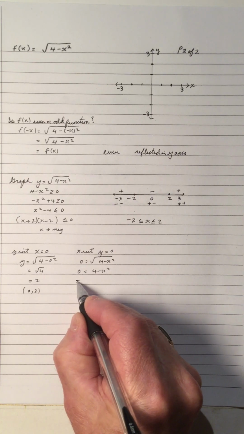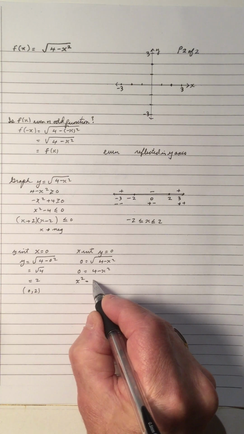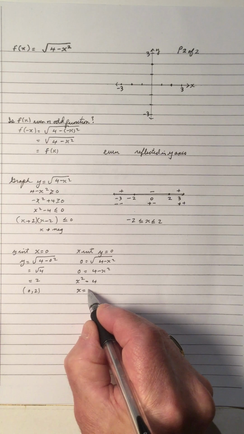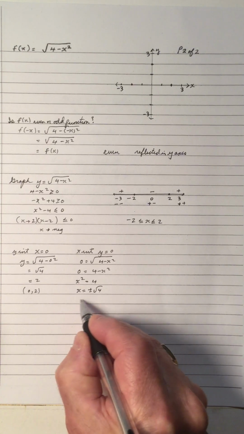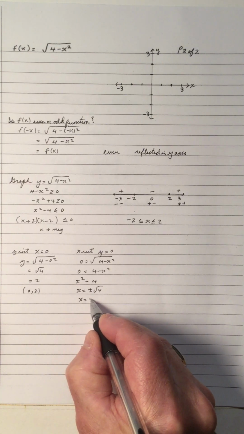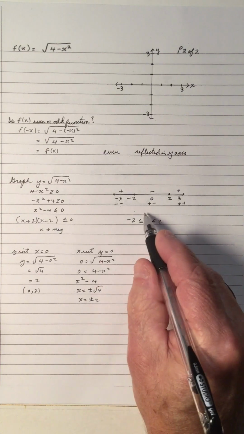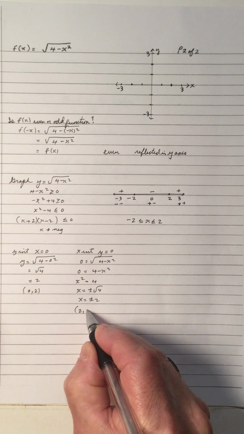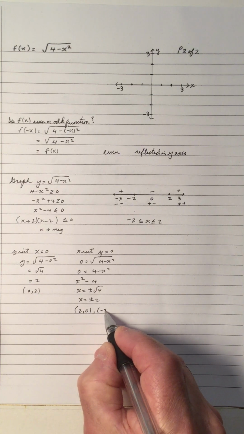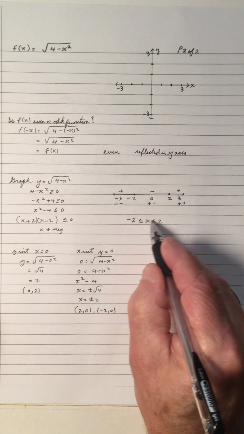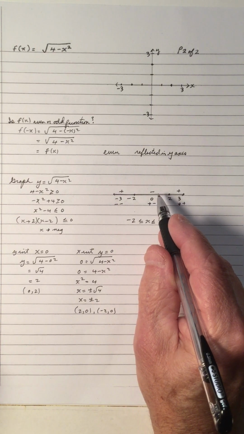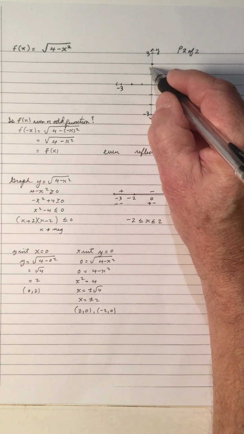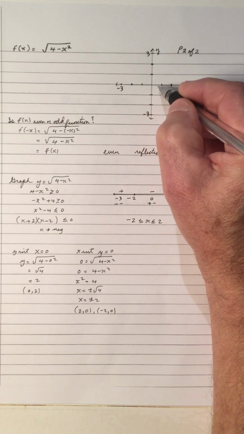So that means that x squared is equal to 4. Move the x squared to the left. So x is equal to plus or minus the square root of 4. x is equal to plus or minus 2. So x is 2, y is 0. x is negative 2, y is 0. That's the same answers we have here. But so we're here and here and here, but what about in between?